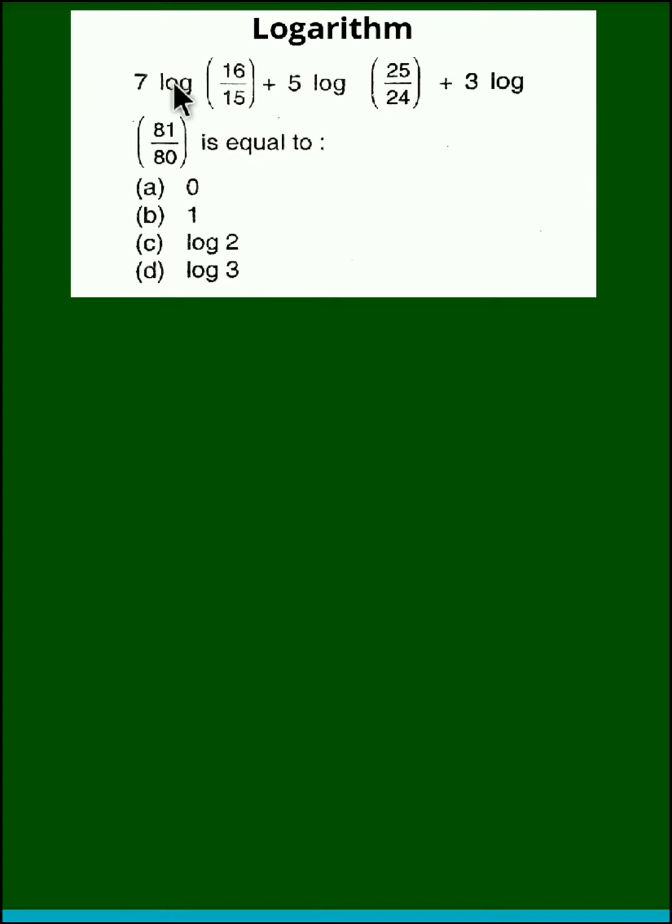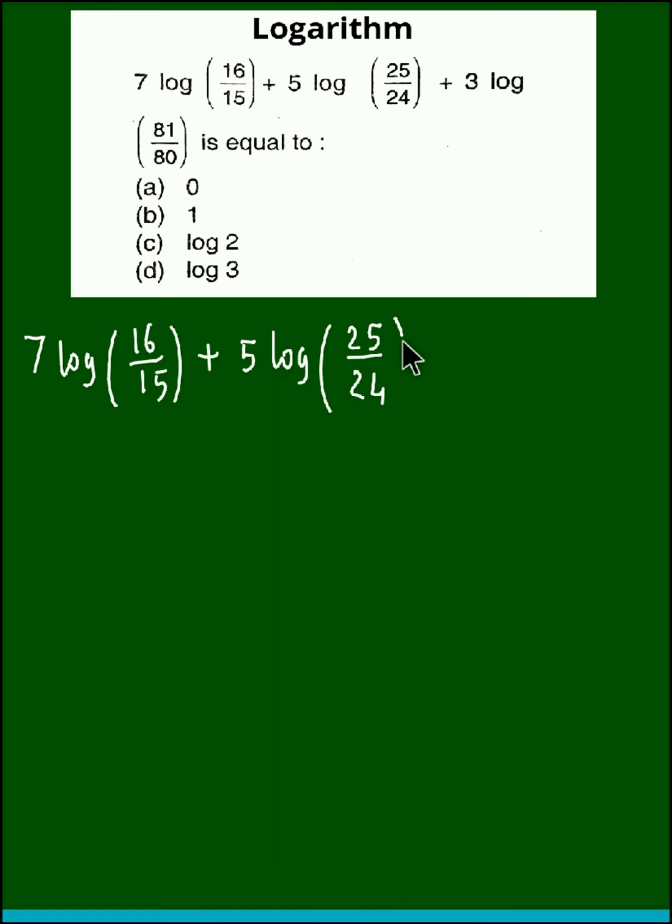The question is 7 times log of 16 by 15 plus 5 times log of 25 by 24 plus 3 times log of 81 by 80 is equal to. So we have to obtain the value for 7 times log of 16 by 15 plus 5 times log of 25 by 24 plus 3 times log of 81 by 80.